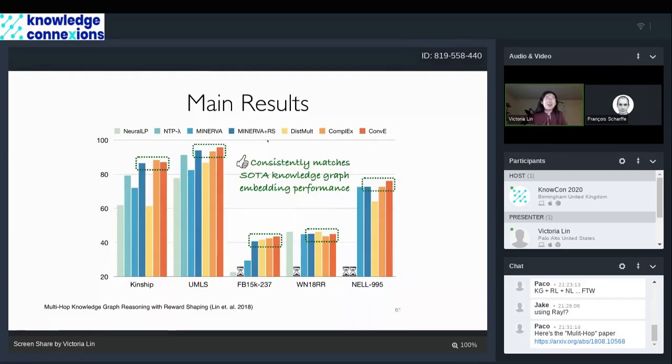However, you can see our algorithm, using this reward shaping with knowledge graph embedding, can consistently match the SOTA knowledge graph embedding performance on all the benchmarks. So we are the only multi-hop reasoning approach that can do this at the time. This is a pleasant result because we are now combining the good parts of both worlds. Our method is explainable, but performance-wise, it has also become competitive.